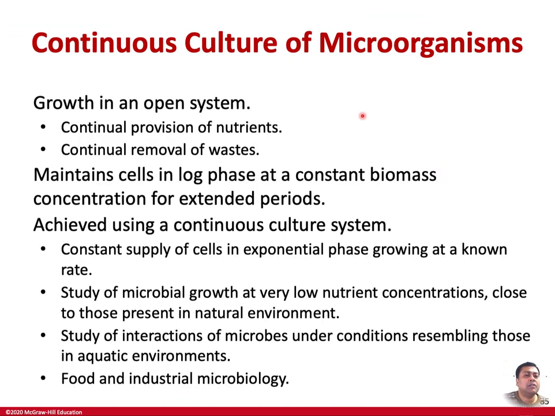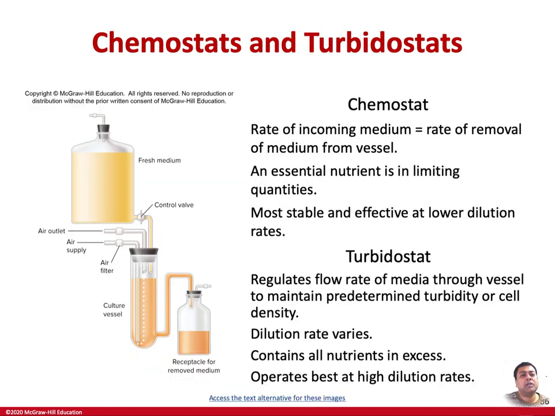So continuous culture is an open system, with continual provision of nutrients and continual removal of waste. This maintains cells in a log phase at a constant biomass concentration for extended periods, using a continuous supply of cells in exponential phase grown at a known rate. It allows study of microbial growth at very low nutrient concentrations, close to those in the natural environment, study of microbial interactions under conditions resembling aquatic environments, and many experiments for food and industrial microbiological settings.